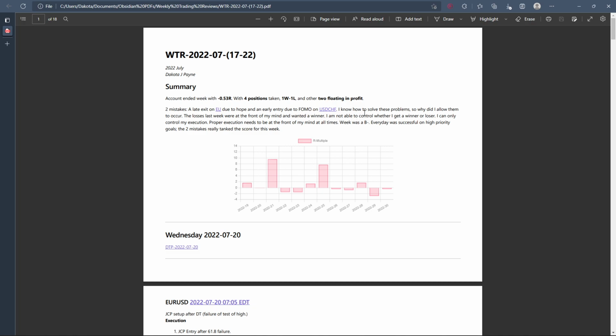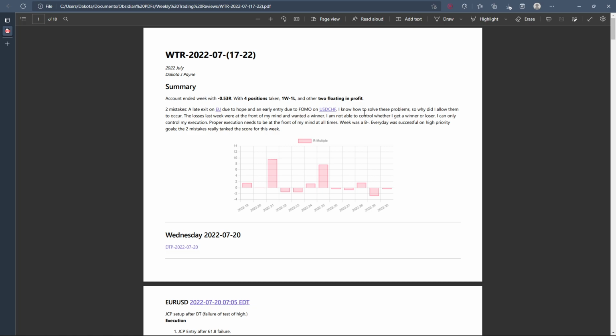So, weekly trading review 2022, July 17th to 22nd. Breaking down the summary: account ended with minus 0.53 R with 4 positions taken. I had 1 win, 1 loss, and the other 2 are floating in profit. I made 2 mistakes this week.